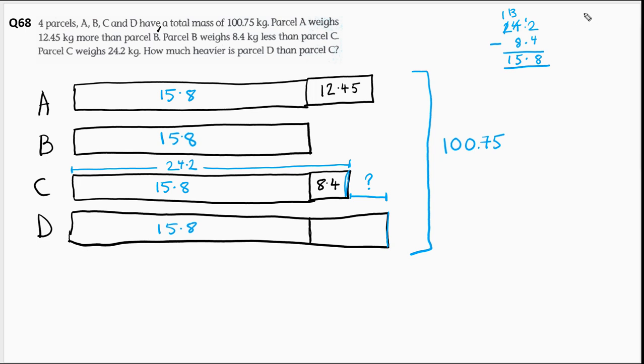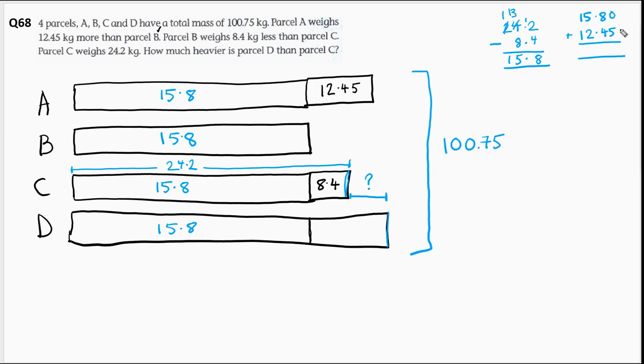So 15.8 plus 12.45. Okay, there we go. Now, you can see this one has 1 decimal place. This has 2. So what I will do is just put in a 0 there. That doesn't change the value of the number at all, of course, but it just enables me to do the calculation.